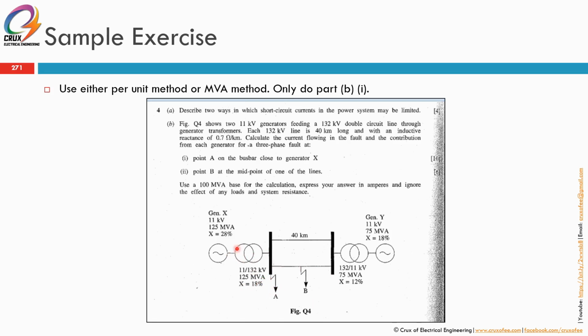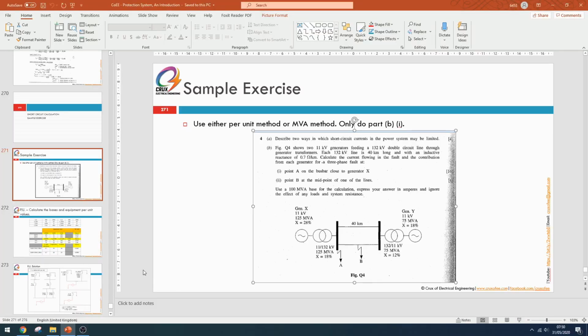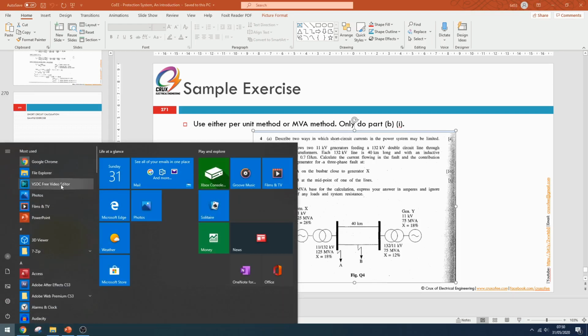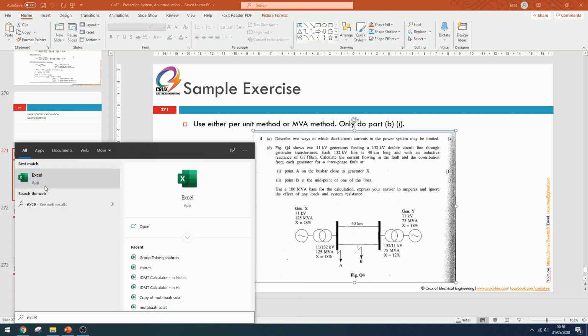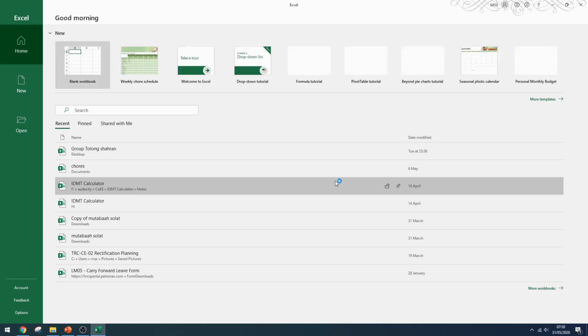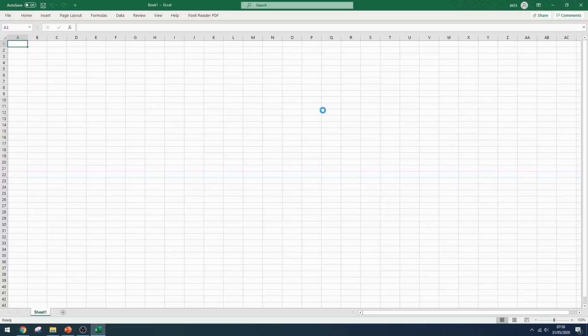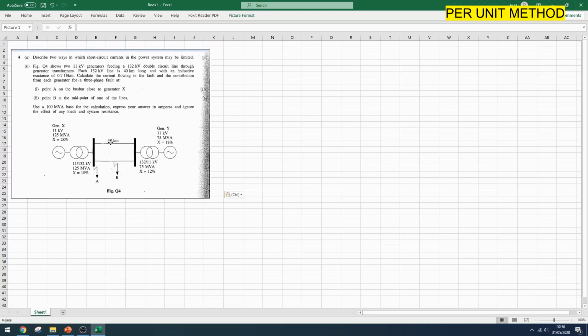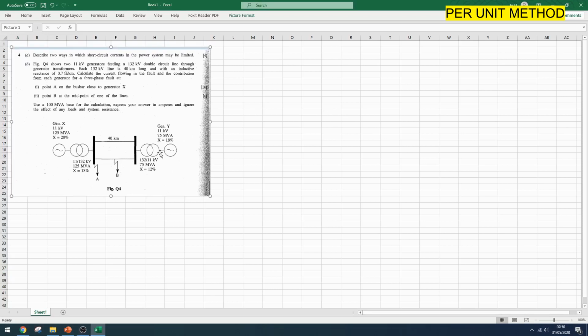So let's take an Excel out. The answer is on the next few slides, but we will share with you. Let's do an Excel first, just to simplify our life. Okay. So we have here one generator. Okay. So let me simplify first the diagram.